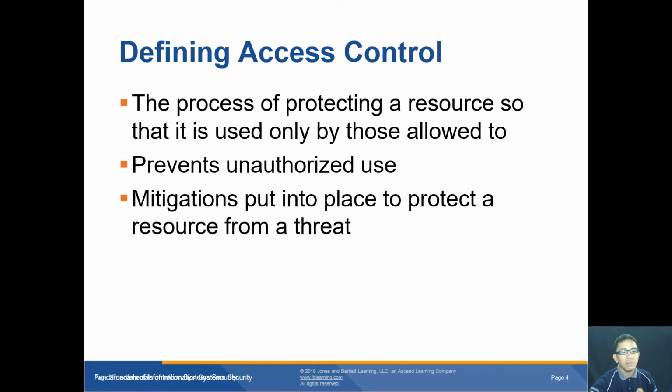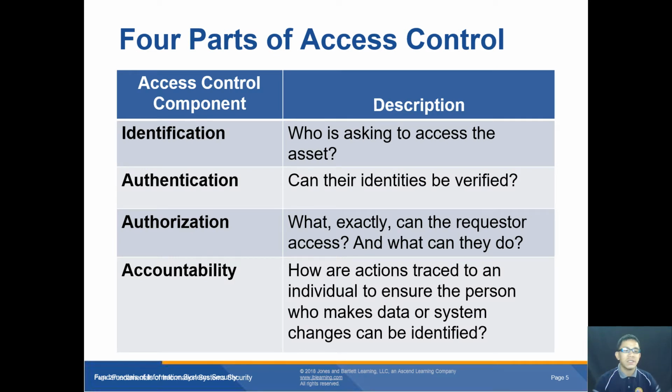Defining access control. Based on the definition, it is the process of protecting a resource so that it is used only by those allowed to, and it prevents unauthorized use. Then we also have mitigations put into place to protect a resource from a threat. To fully understand access control, we will first understand its four parts, or four components.